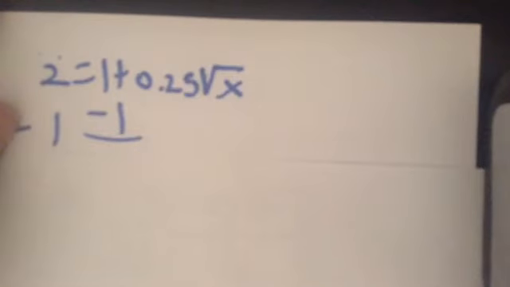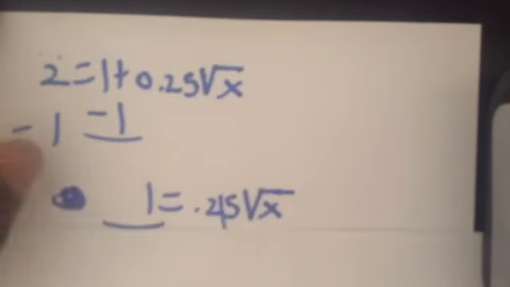Okay, so we have 2 equals 1 plus 0.25 times the square root of x. The first thing we'll want to do for this problem is get rid of the 1. So we'll subtract 1 from both sides. We'll get 1 equals 0.25 times the square root of x.